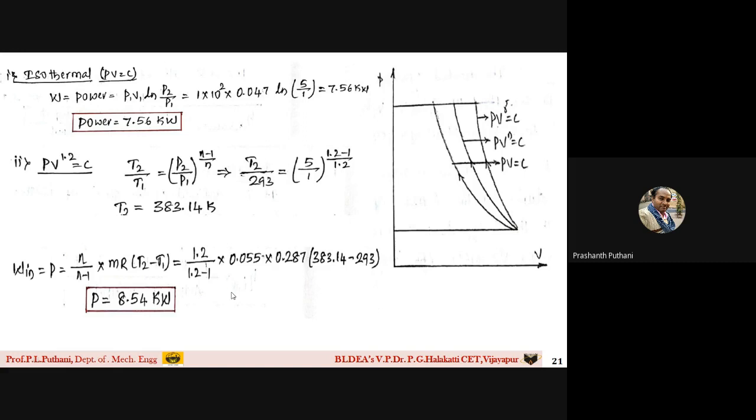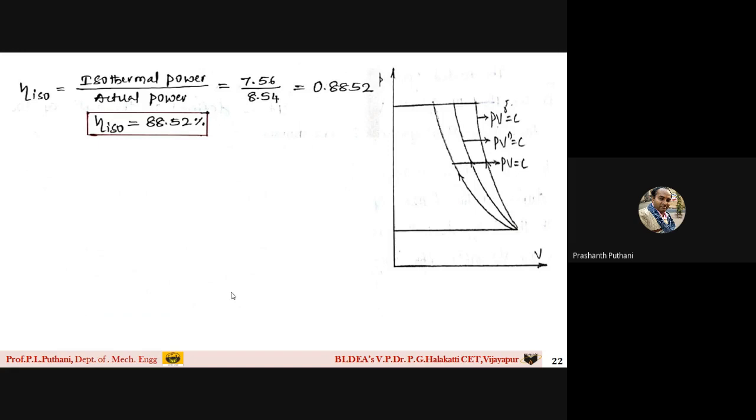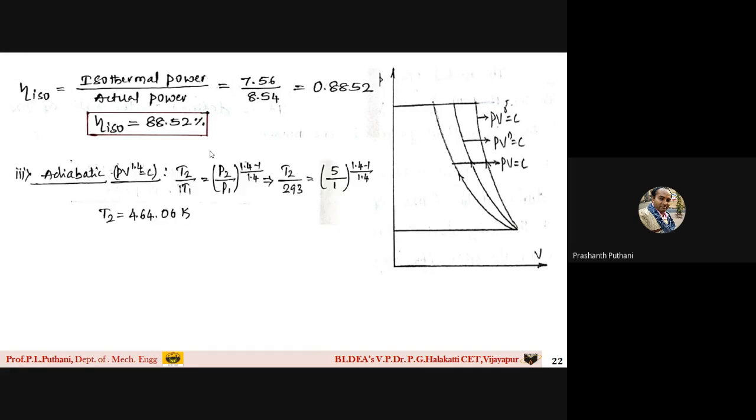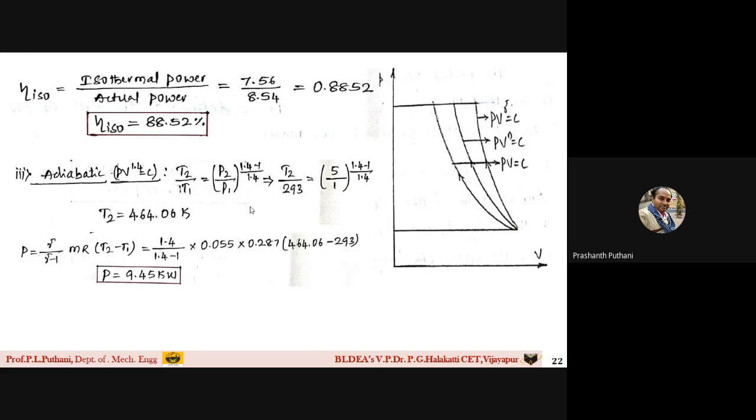And finally, for the isothermal efficiency, we have isothermal power by actual power. You get it as 88.52% if you substitute. Similarly, for adiabatic process, we use the gas relation, that is the pressure temperature relation. You get the value of T2, substitute in the work transfer equation, gamma by gamma minus 1 MR into T2 minus T1. On substitution, you get the value of P as what? 9.45 kilowatt. Your equations we have studied for the work input.